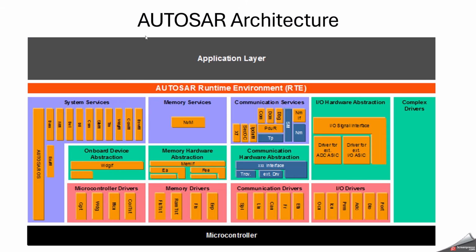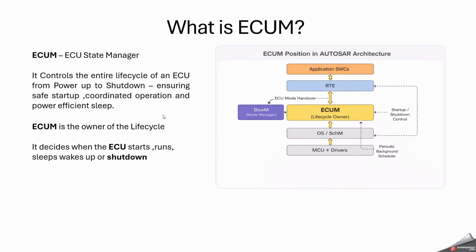As you are already aware, AUTOSAR is an automotive open system architecture. It is a layered architecture. We have three layers: one is the application layer, RTE, and base software. And ECUM is part of base software, and it's part of system services. So first we can start with what is ECUM.